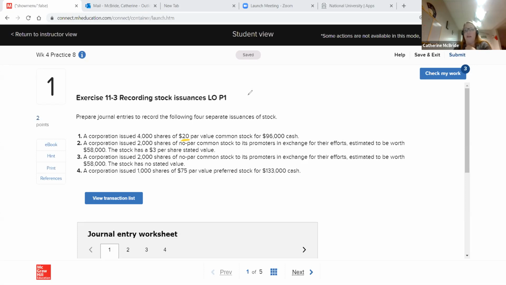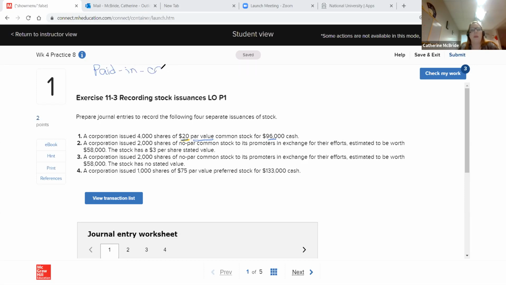So it doesn't have any significance from that respect, but it has a lot of significance in how we record the journal entry. Because what we're going to do is use the market value to figure out how much cash we get paid. And then the par value is what goes into the common stock account. And everything else is going to go into a new account called paid in capital.